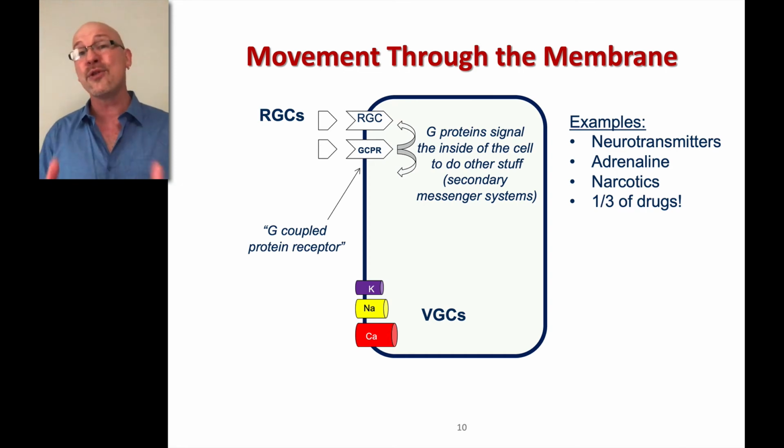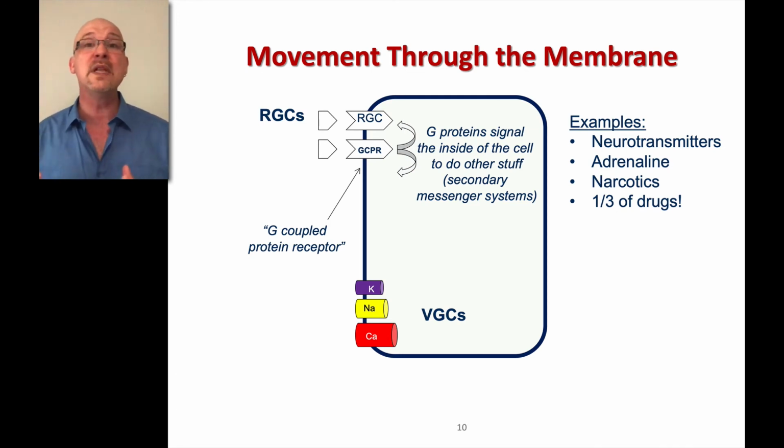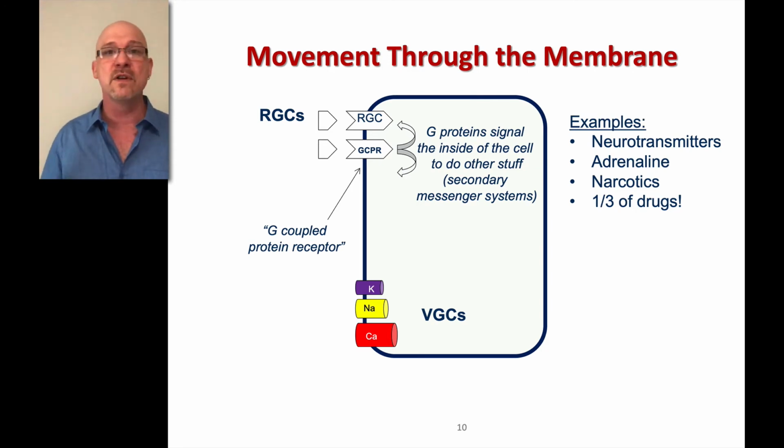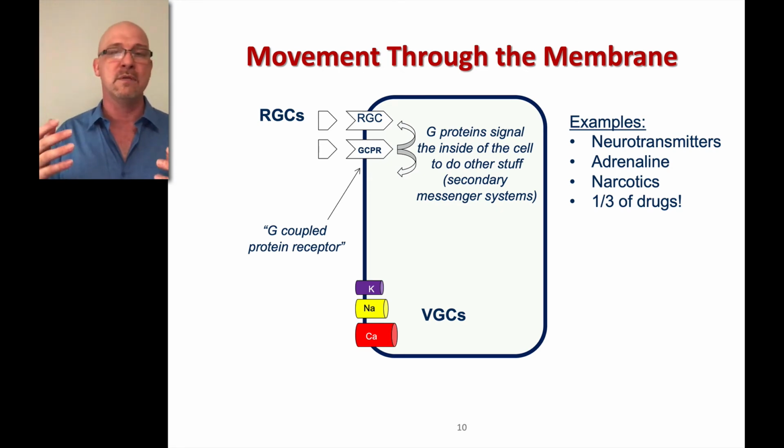In fact, about a third of the drugs that we give to humans work on G-coupled protein receptors. So they're really important. When you're learning how fentanyl or morphine works, if you don't understand how G-coupled protein receptors work, then you're not going to be able to understand the basic physiology, because those are just examples of G-coupled protein receptor stimulation. Okay, so there's two types that we've done so far. We've done the voltage-gated channels and we've done the receptor-gated channels.